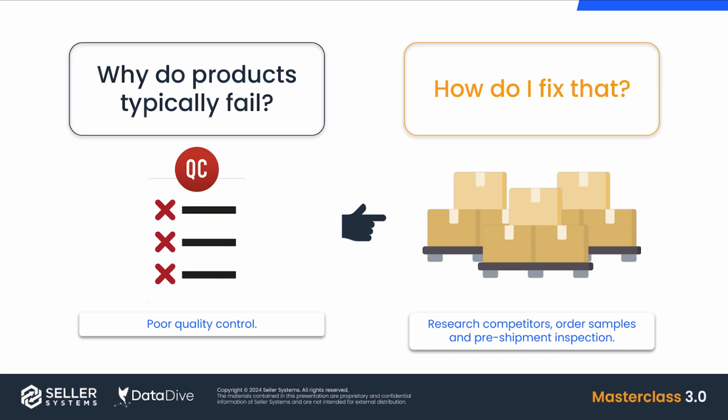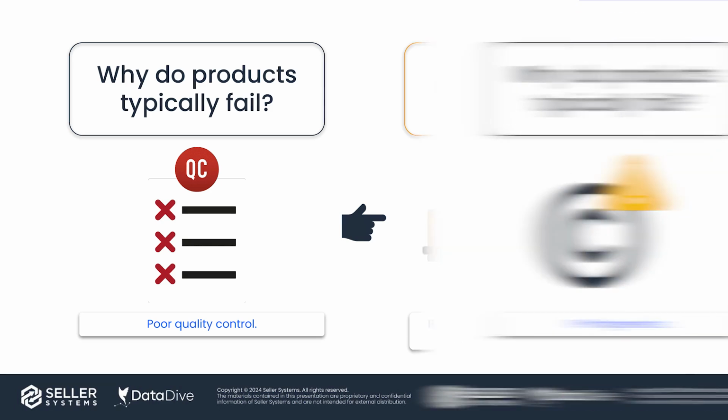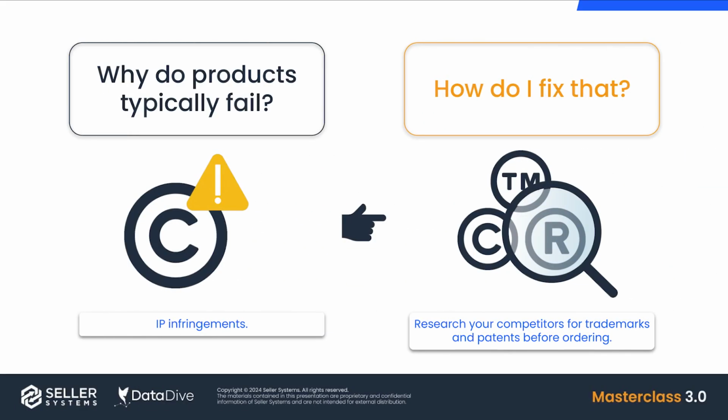Another big reason that products will typically fail is poor quality control. So it's really important that you research competitors, you're ordering samples in advance, you're doing pre-shipment inspections. IP infringement is another really big one you want to steer clear of. Before you launch a product, you want to make sure that there are no trademarks, there's no utility patents that you're violating. And so before you launch a product, research your competitors for trademarks and for patents before you order those samples and waste a lot of time and money.